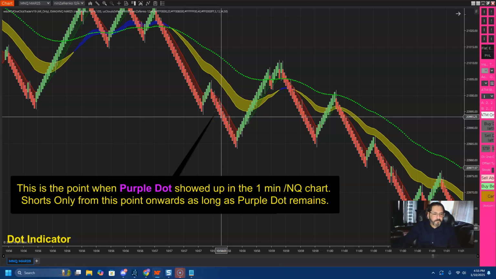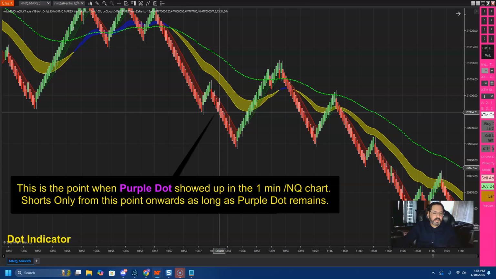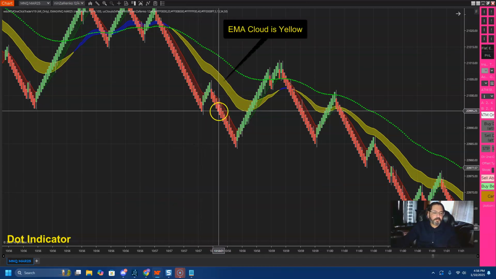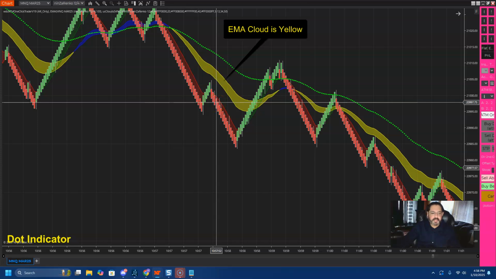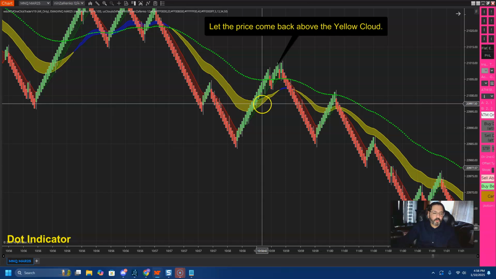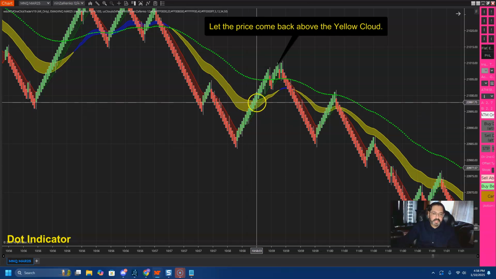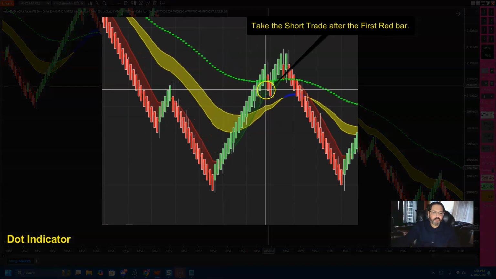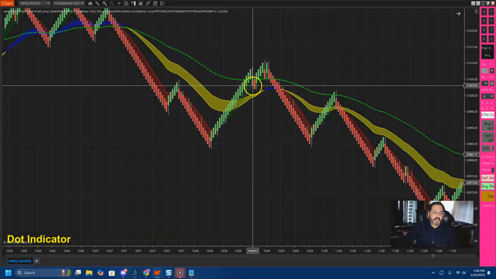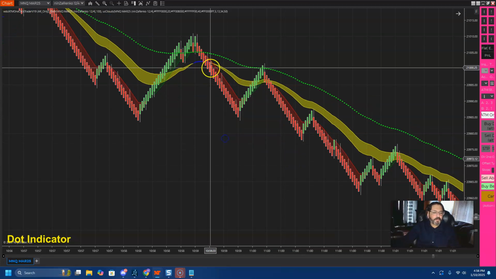So what you do is you ensure at that point in time this cloud is yellow, and then you wait for the pullback. What does the pullback mean? In this case, the pullback is let the price come above this yellow cloud, right? And once it gets above the yellow cloud and you get the first red bar, you enter right there and then a short. So it would have been 21,003 short.